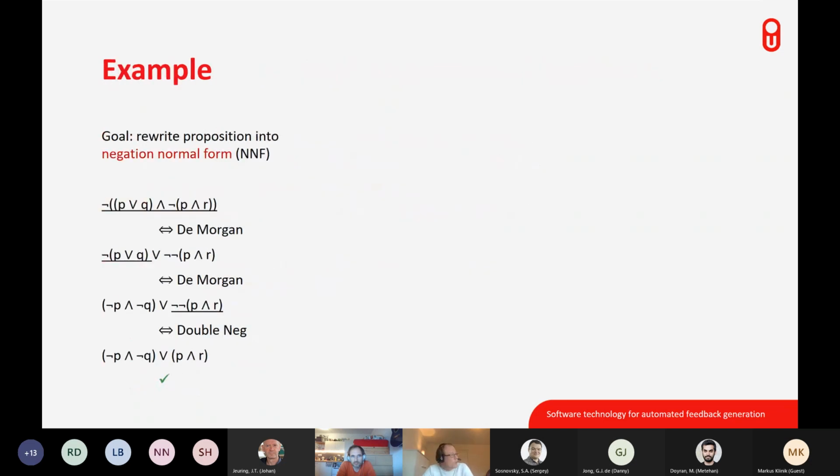So let's make this a bit more concrete. Suppose that we have a very simple propositional logic language, and that the goal is to rewrite a particular formula into negation normal form. Negation normal form means that you are going to push the negations inside the formula until they end up near the atoms. On the left, you see an example of a worked out solution where you can apply De Morgan's law twice and then apply a double negation before reaching a propositional formula that is in negation normal form.